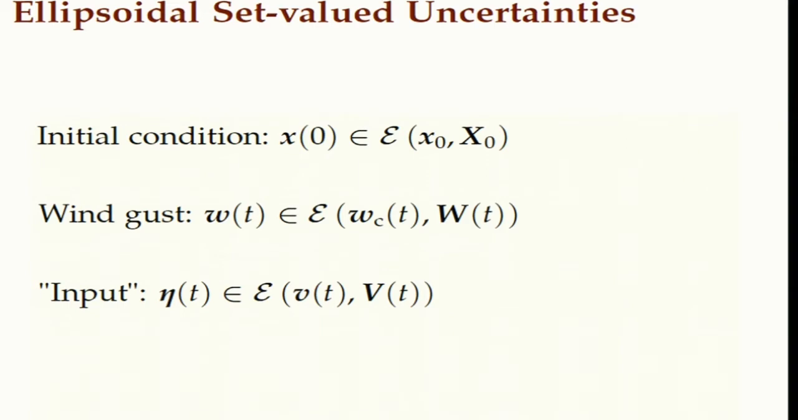So roughly speaking, physically, what does it mean? It means the norm of the wind, or the weighted norm of the wind, is bounded, right? So that is the meaning of the ellipsoidal uncertainty.